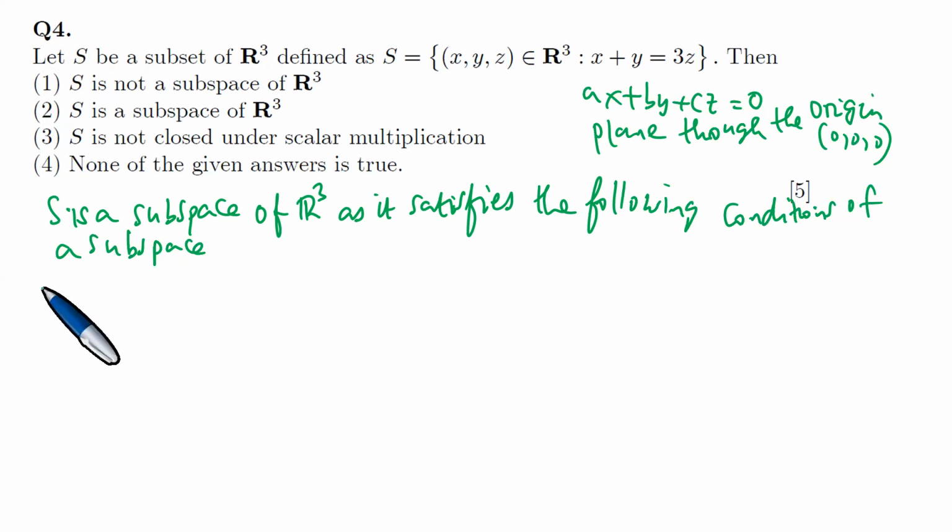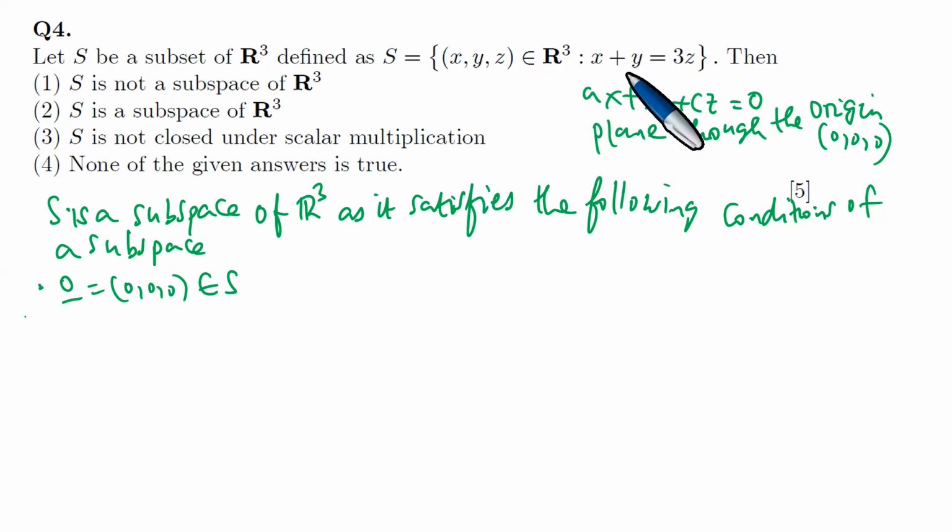What is the first condition? You have (0, 0, 0) is an element of S. The origin is an element of S because if you put x = 0, y = 0, the left and the right are equal here. So yes, the zero vector is an element of the set S.